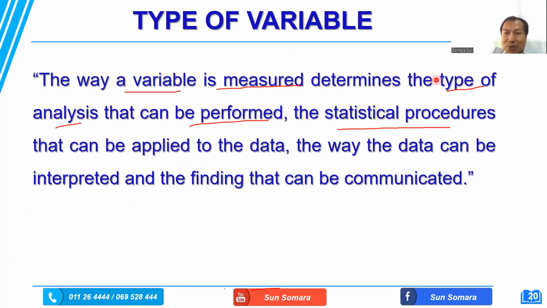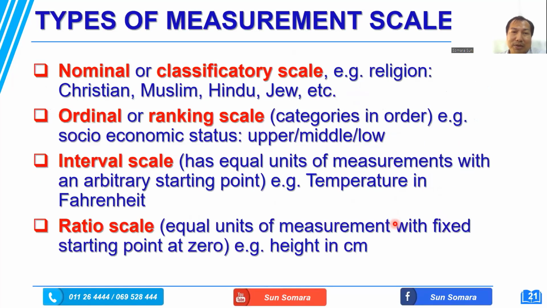So the variable can show you which tool you can use to analyze. That can show the statistical procedure that can be applied to the data, whether you use constant, dichotomous, or polytomous, and so on. Those parts show the way the data can be interpreted and findings can be communicated, based on the variable that you choose or the variable that is measured.